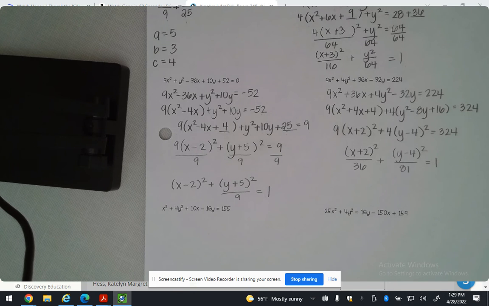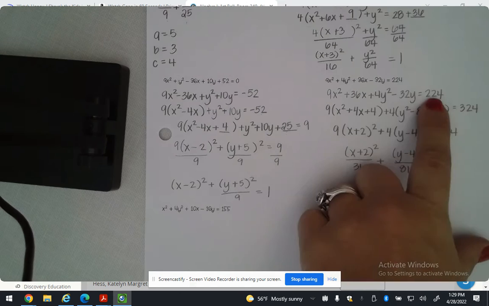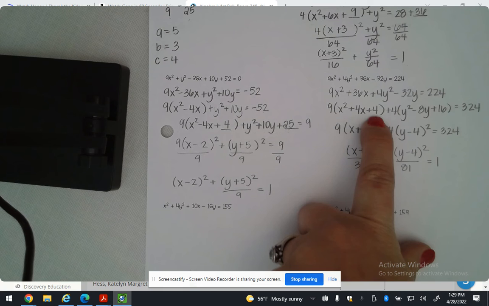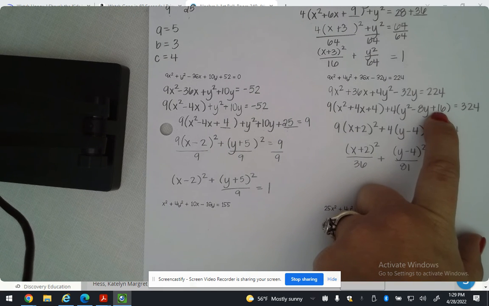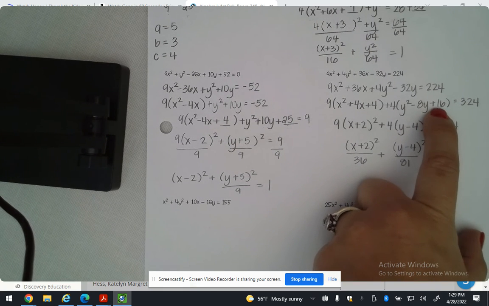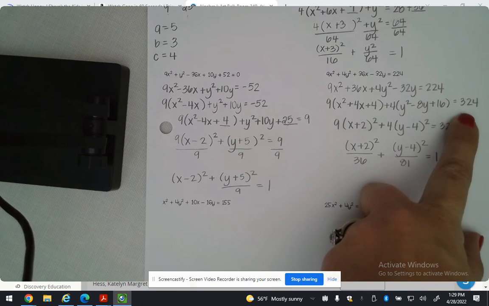Try the one directly underneath the one you just did. Please, you didn't finish it. I was at the very end. How did you get 324? Because you do 224, right? Then you do 9 times 4, which is 36. And then 4 times 16, which is 64. 36 plus 64 is 100. 100 plus 224 is 324.